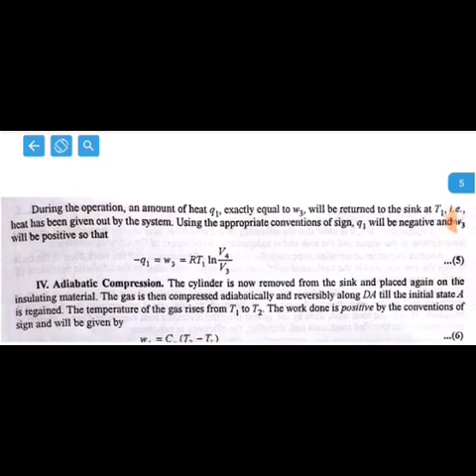During the operation, an amount of heat Q1 exactly equal to W3 returns to the sink at T1, that is, that heat has been given out by the system. Using the appropriate convention of sign, Q1 will be negative and W3 will be positive, so that minus Q1 is equal to W3, which is equal to RT1 ln of V4 by V3.